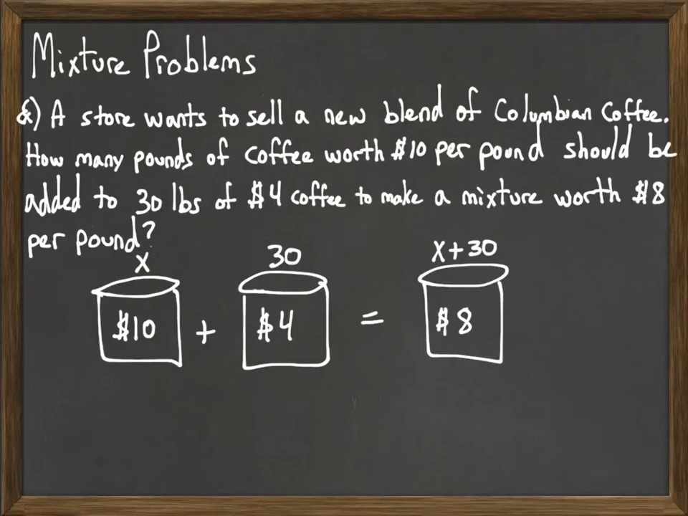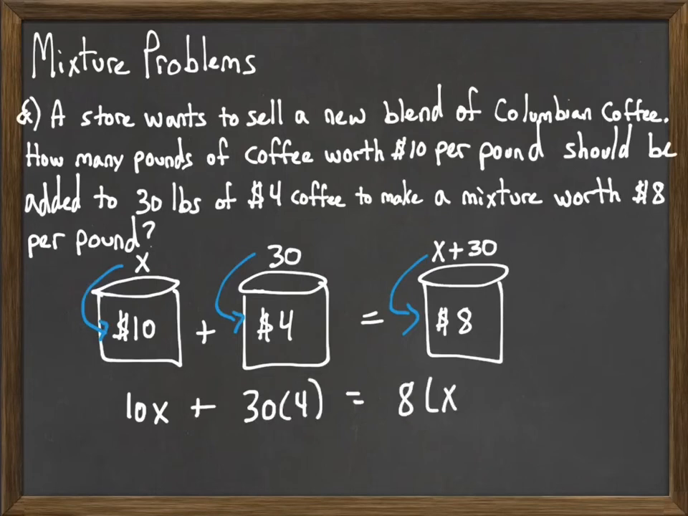Now here's the good news about a mixture problem. Once you've set this up, we can just multiply straight down to get our equation. So we can do 10 times x is 10x, 30 times 4, and 8 times x plus 30. So at this point we have our equation, and we want to set about solving that equation now.